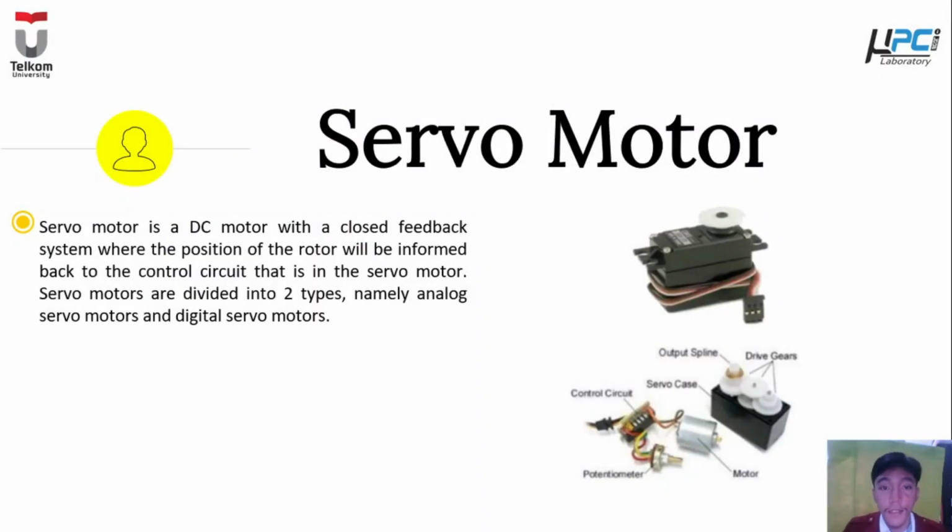The next one is the servo motor. A servo motor is a DC motor with a closed feedback system, where the position of the rotor is informed back to the control circuit in the servo motor. Servo motors are divided into two types, namely analog servo motors and digital servo motors.